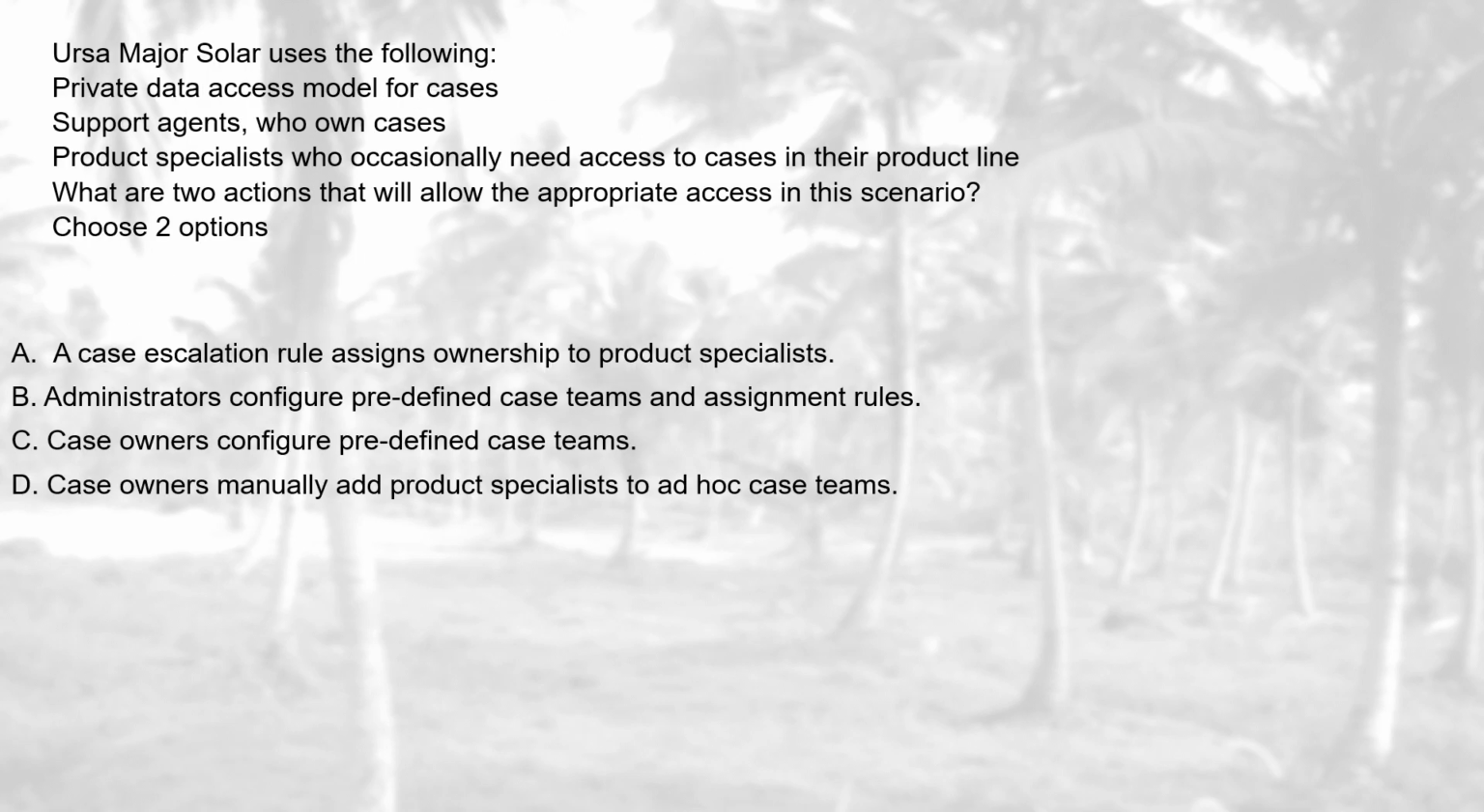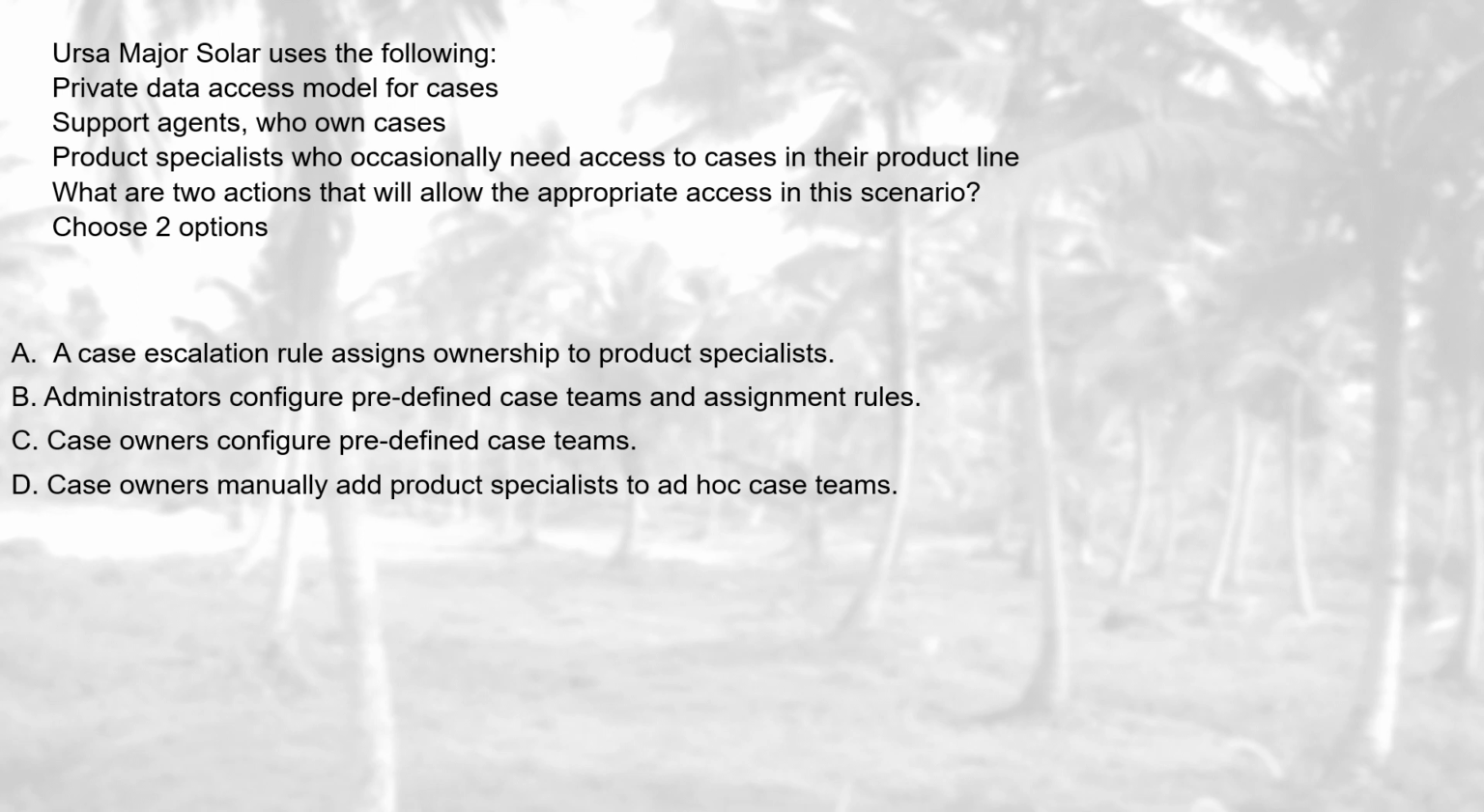Ursa Major Solar uses the following private data access model for cases. Support agents who own the case, product specialists who occasionally need access to the cases in their product line. What are the 2 actions that will allow the appropriate access in this scenario? So in this scenario, we have the customer service rep that owns the case, and sometimes the specialist will need to go into the case. And how can we get the specialist to be able to see the case is how it's asking it in a very strange way.